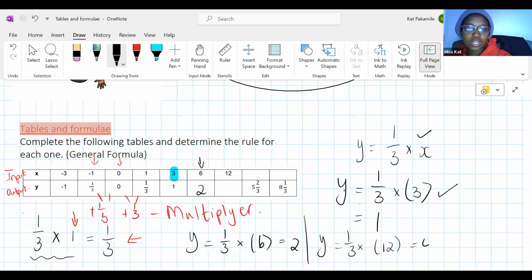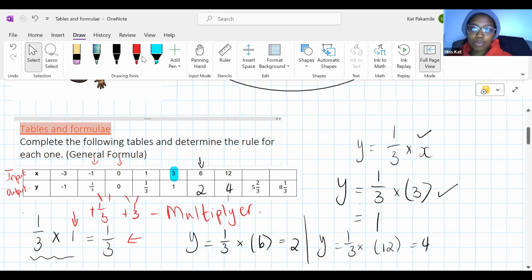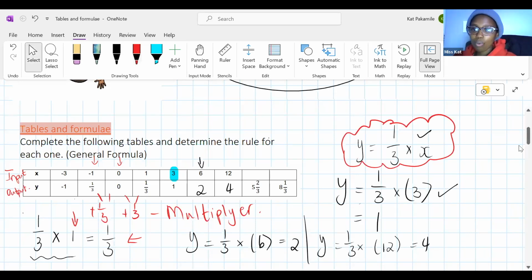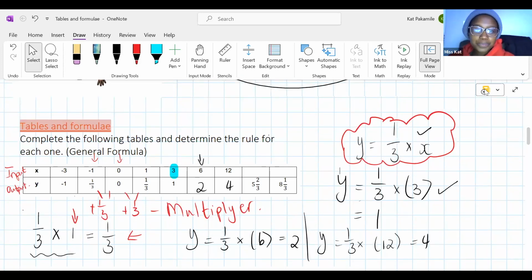So we need 4 over there. Now it's a little bit different, right? So far, we have been substituting the input, but this time they gave us the output. So tell me, in this formula that we have derived over here, where will I substitute my output? Is it where the X is or where the Y is? My output, look carefully. Is X your input or your output?